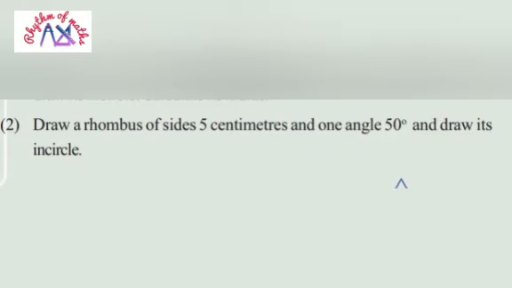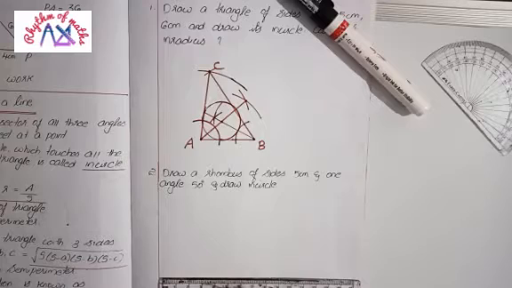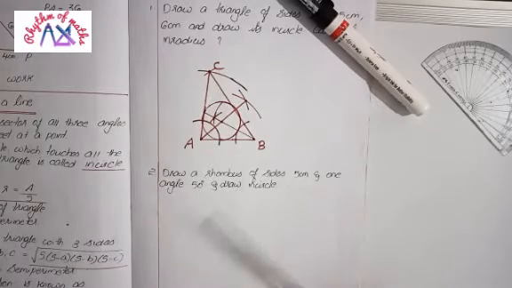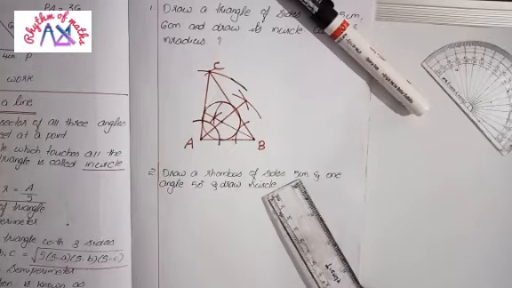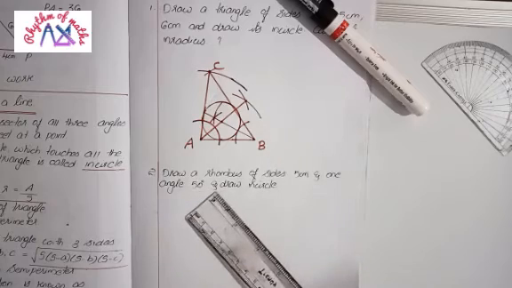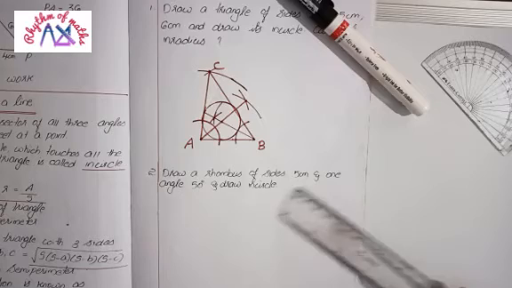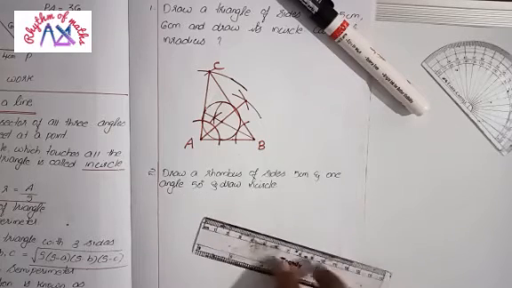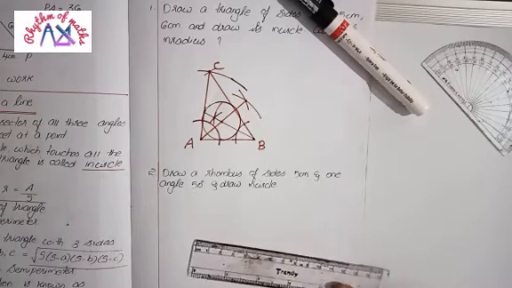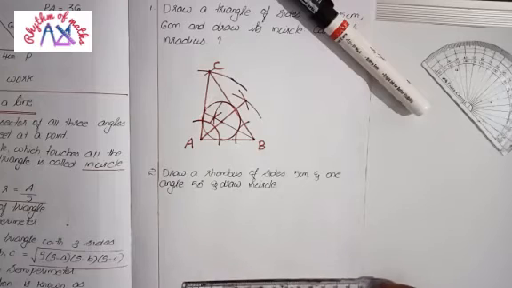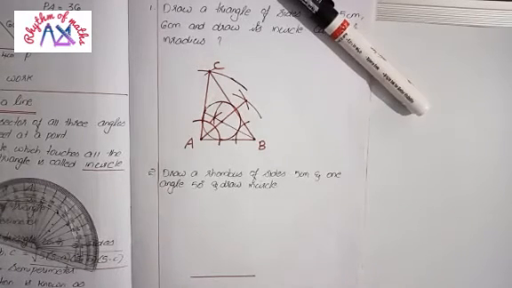Next is question number 2. Draw a rhombus of sides 5 cm and one angle 50 degree and draw its incircle. Here in this question, first of all we need a rhombus. Okay, question: draw a rhombus of side 5 cm and one angle 50 degree. So first let's draw a 5 cm line, then one angle 50 degree. So you know rhombus means all the sides are equal. So first draw a 5 cm line like this.